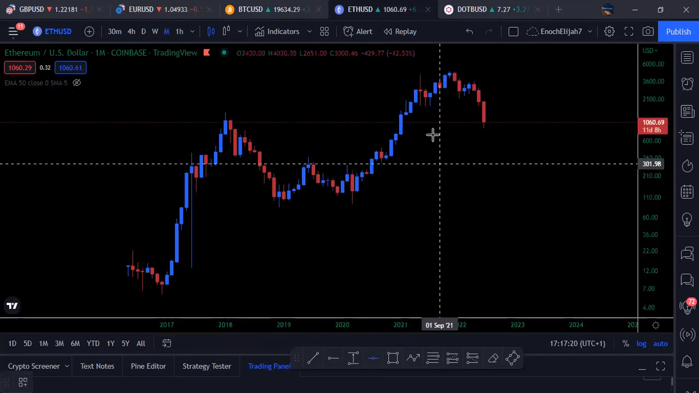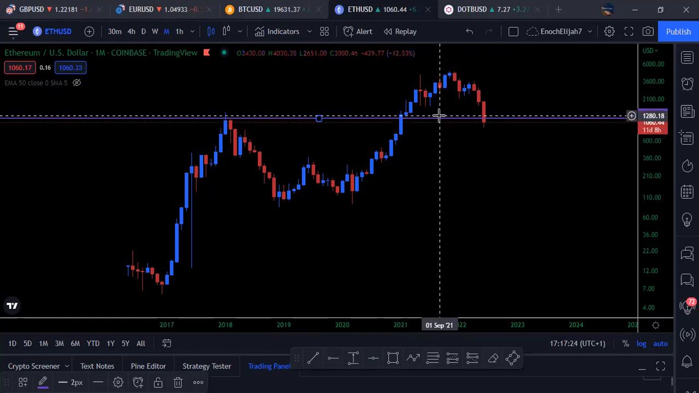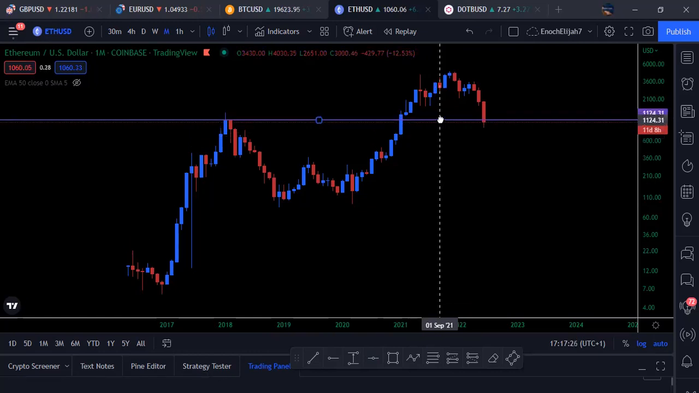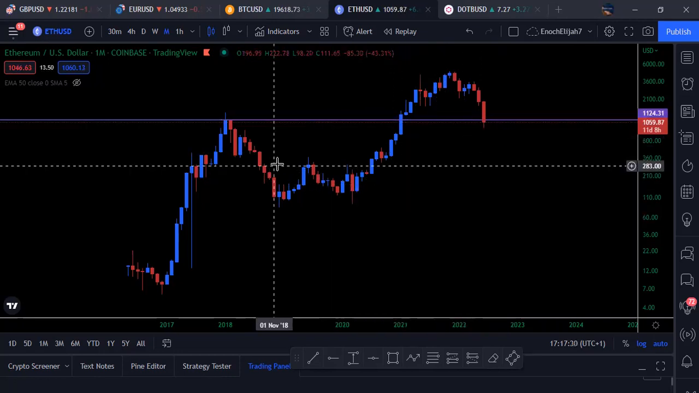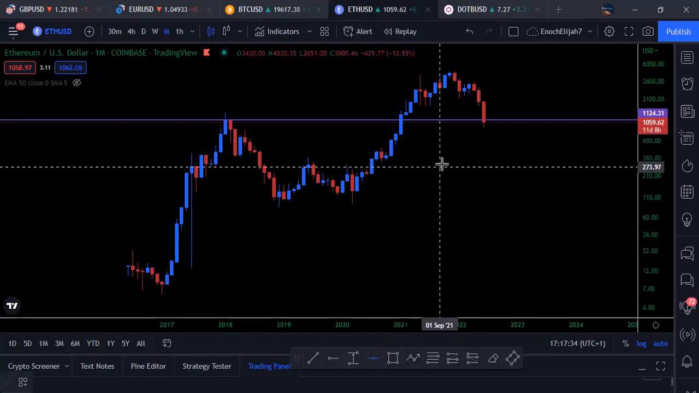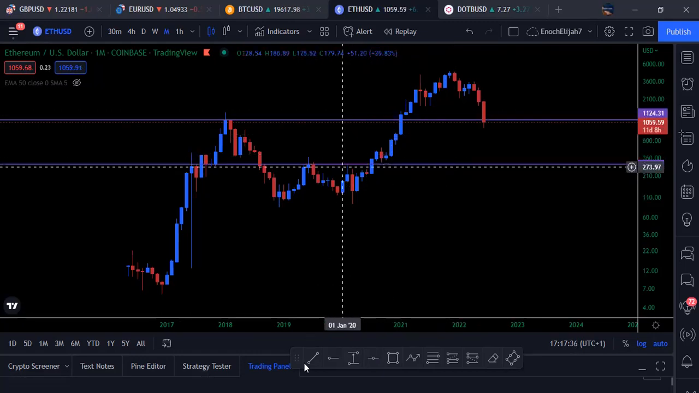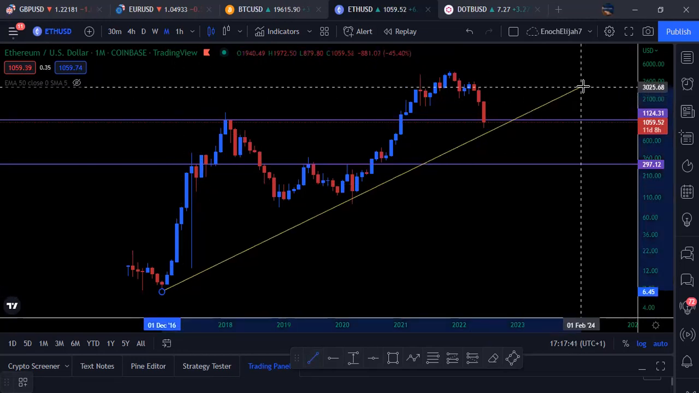So here too, it's on support. If it breaks, at least we are expecting that if this zone breaks, the next zone is at the 200 level. That's where Ethereum can reverse from. Overall, it's also on a bullish trend.